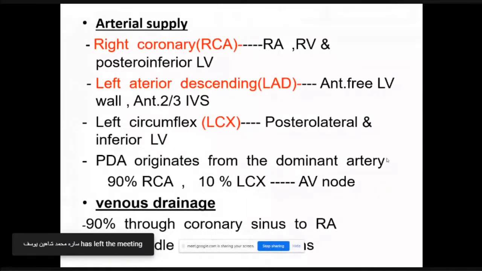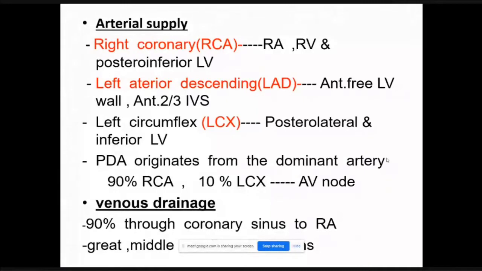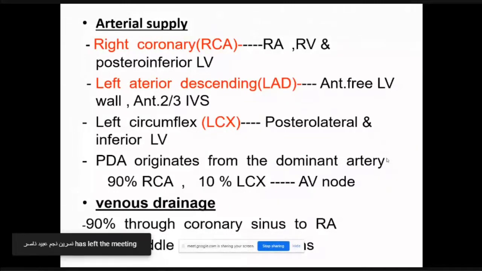While the right coronary artery is another separate artery that lies on the right side of the heart. It will supply the right atrium, the right ventricle, and the posterior inferior left ventricle.